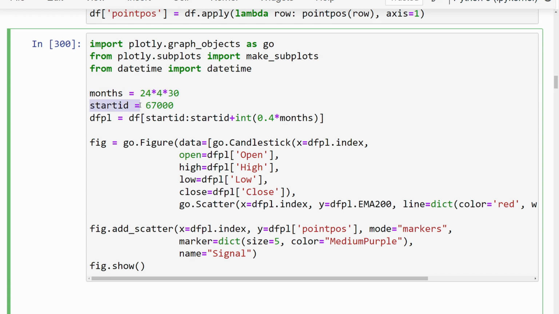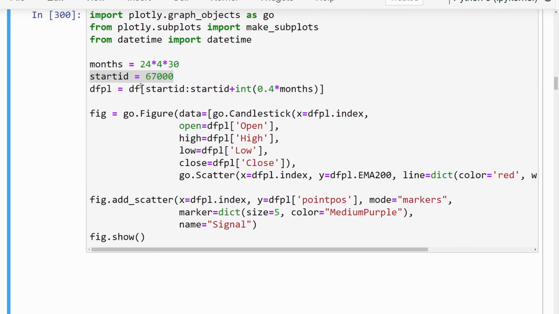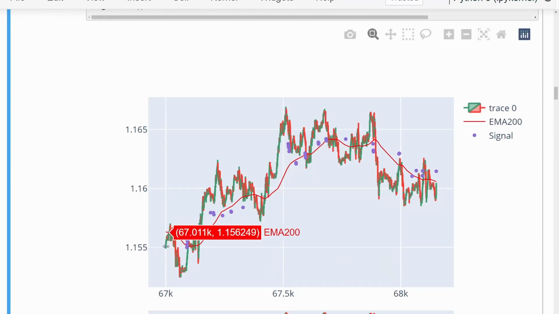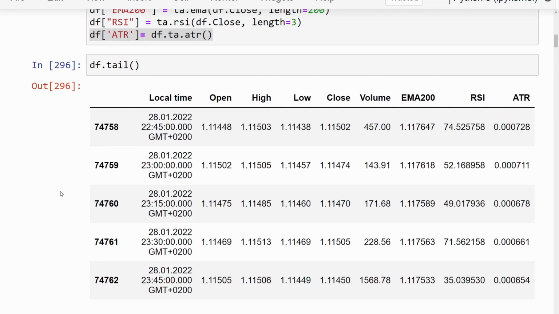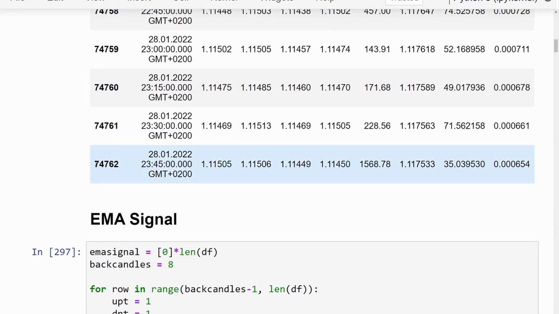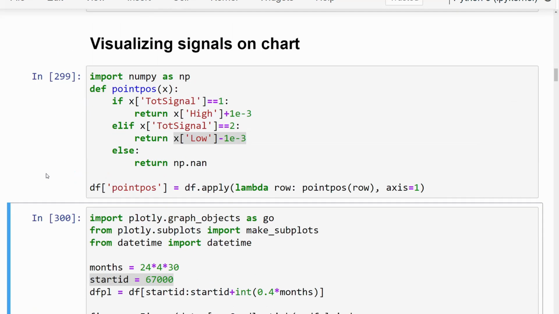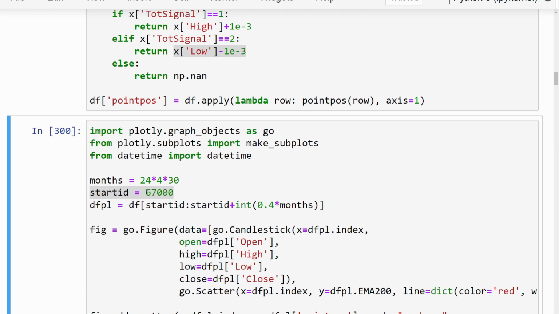And then the starting index is simply the row where I would like to start my plotting. So if I'm putting here 67,000, it means that the first candle on this graph is going to be row 67,000 of my data frame. Remember that the last element of our data frame is 74,000, so we should be careful also not to exceed the limits of our data frame. So I'm going to put this back for now to 0.